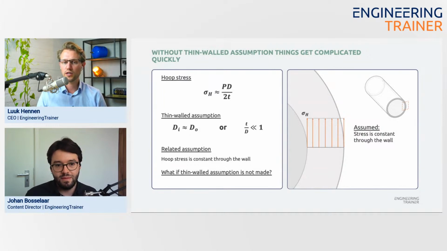When I started doing pipe stress analysis, this equation and derivation was quite straightforward, but it was a little bit later that I understood that the thin walled assumption means that you assume the hoop stress is constant through the wall thickness, which also means that if you don't make that assumption, it is not constant anymore.